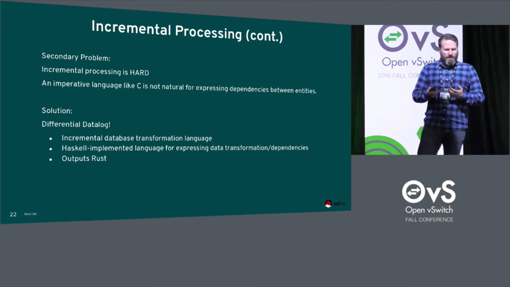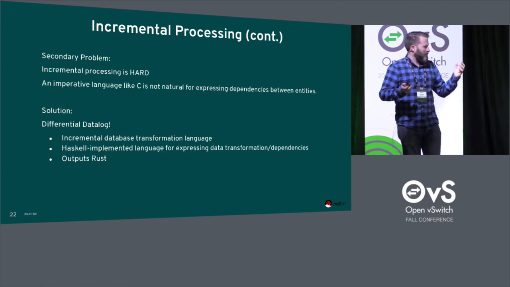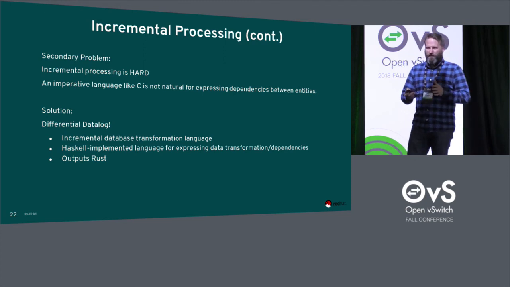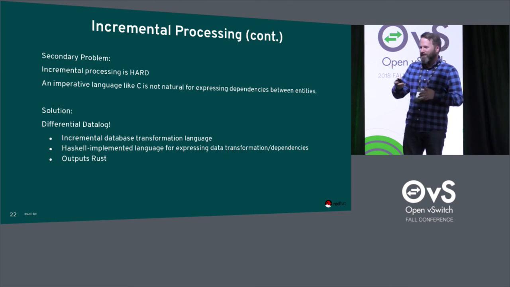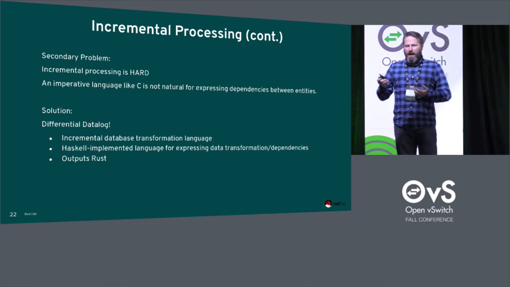So the solution is to use something called differential datalog, and I am out of time. Can I keep going? Okay, cool. Differential datalog is a language that has been developed at VMware by Leonid Ryzhyk, I think is how you say his name. It is a logical language for differential database transformation, and it is implemented in Haskell, and it outputs Rust.